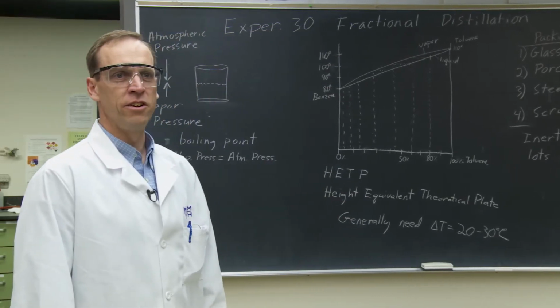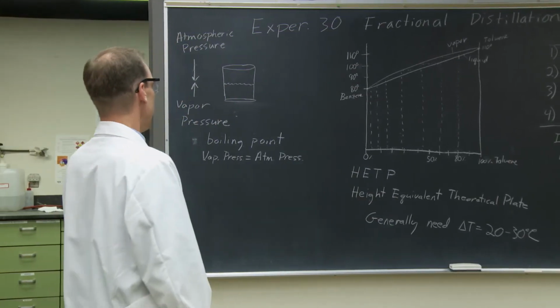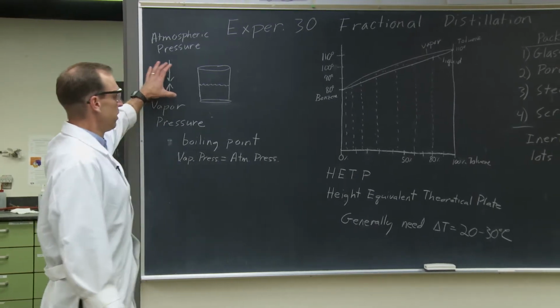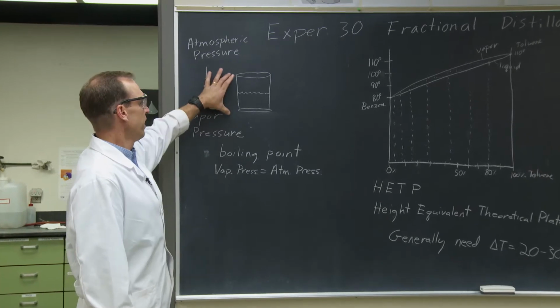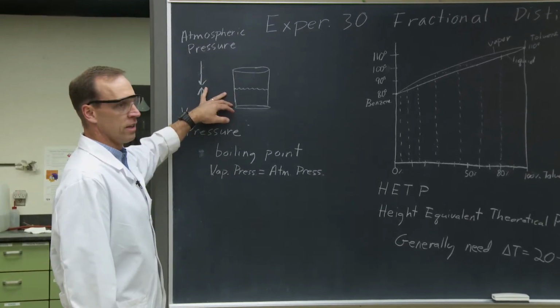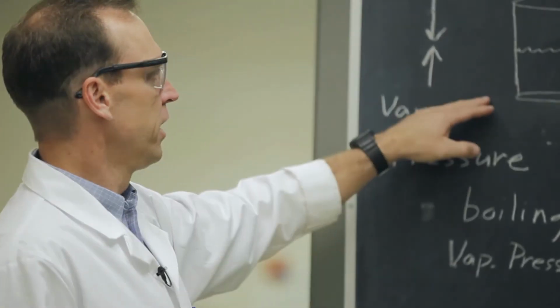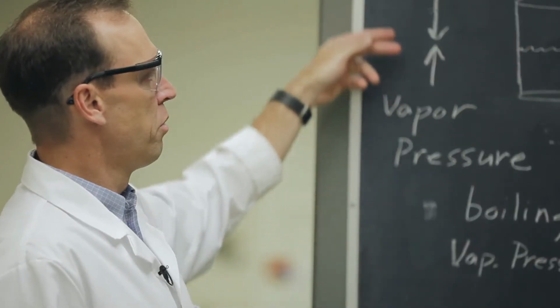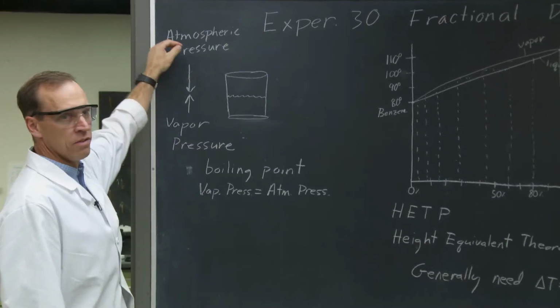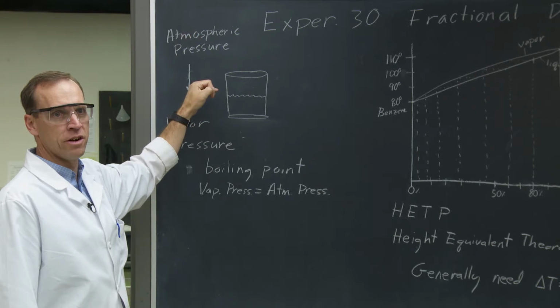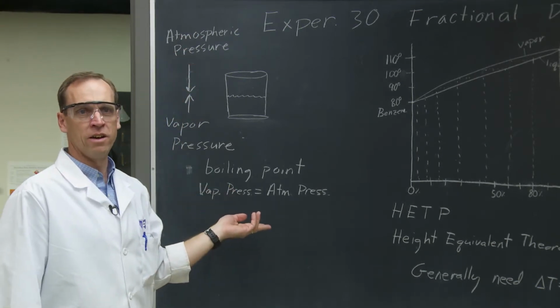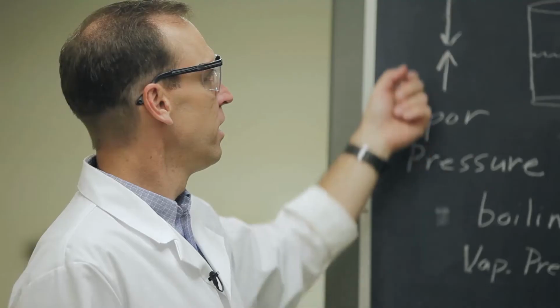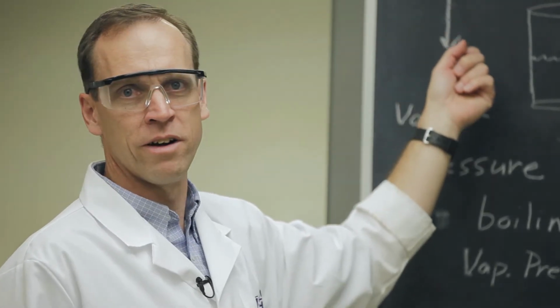Just as an introduction to the lab, first of all, to define what a boiling point is. If I have a container and I have a liquid in the container, from that liquid I have a certain amount of vapor pressure pushing upward, and I have a certain amount of atmospheric pressure pushing down. So the boiling point is defined where the vapor pressure is equal to the atmospheric pressure.